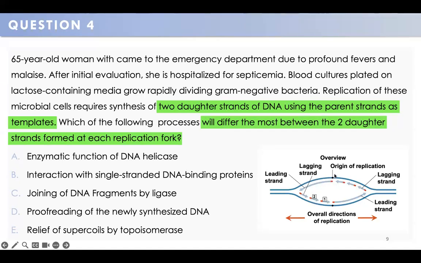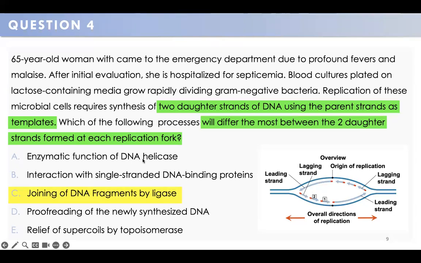So this is the origin of replication, and we have the 2 daughter strands that use the parent strand as a template, the lagging and the leading strand. The difference between them, as you can see, is that the leading strand is going away from the origin of replication in a continuous manner, whereas the lagging strand is synthesized in Okazaki fragments that need to be joined by a DNA ligase.